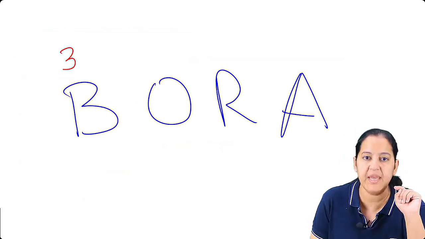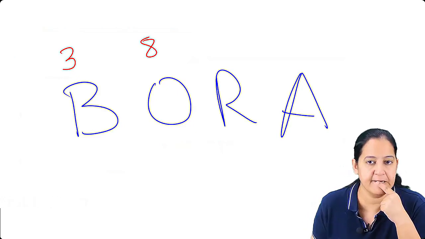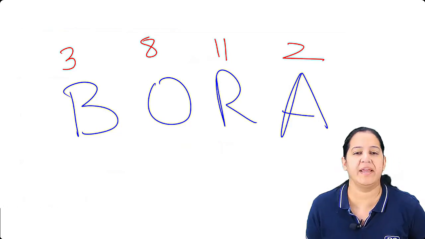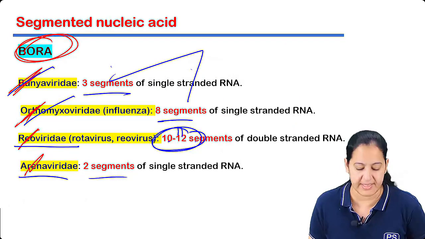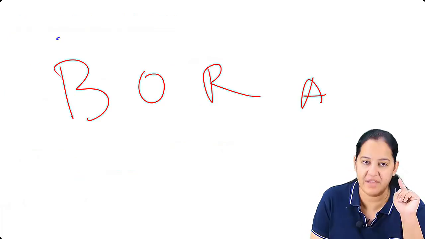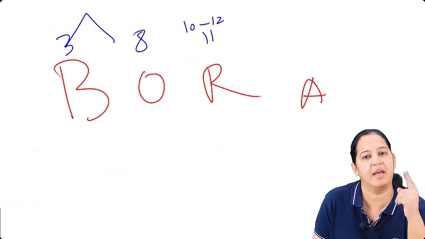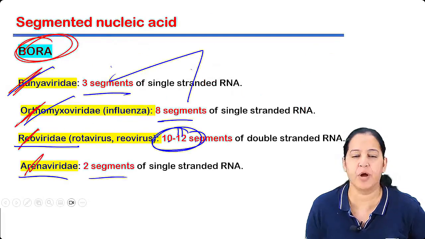So 3, 8, 11 and 2. Am I right? Yes, I guess I'm right. 3, 8, because 3 plus 8 is 11. है ना, ऐसा ही था ना, यस यार ऐसा ही था. So BORA: here we have 3, 8. 3 plus 8 is 11. 11 मतलब 10 to 12. And here we have 2. This is how you have to learn. Okay, can we go ahead? That is BORA. BORA is in pieces.